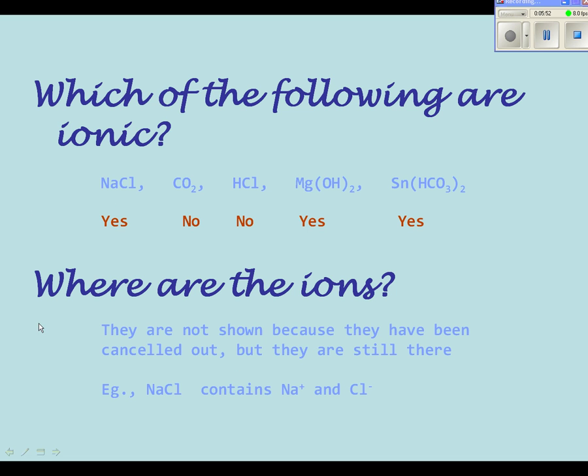They've been cancelled out, but we mustn't forget that the ions are still there. It's just that they are not shown. Now, looking at sodium chloride as an example, the sodium ion is still present, but it's one positive. The chloride ion is still present, but it's one negative. Because there's one sodium and one chlorine in sodium chloride, the positive and the negative cancel out.